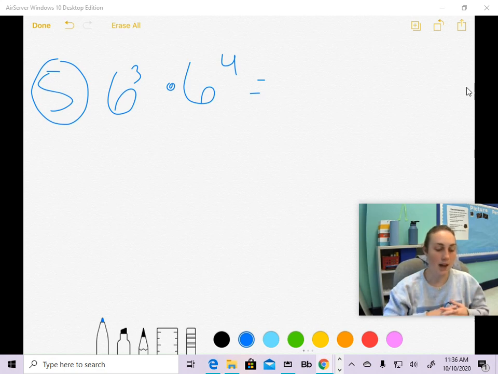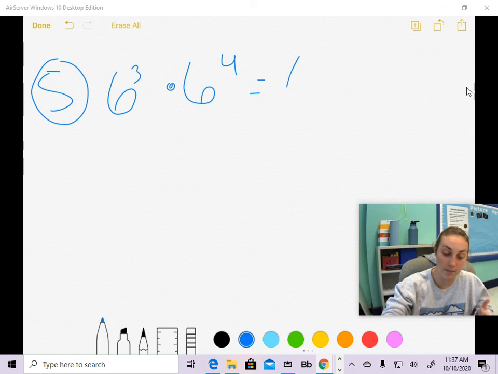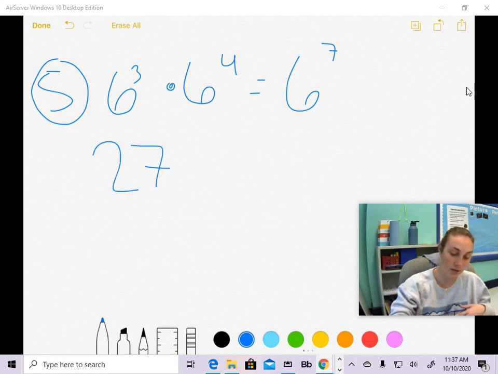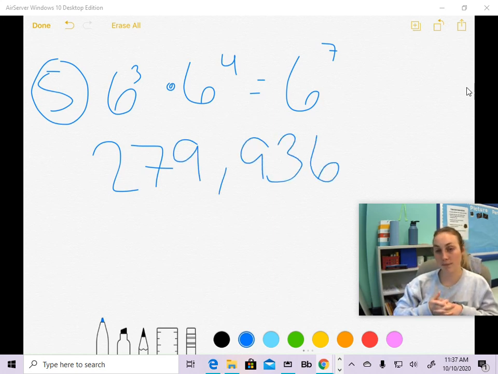Since the bases are the same, we can keep that the same and just add the exponents together. 4 plus 3 would be the same as 7, so our exponent would be 7. Once you get it to this form, you can simplify it. 6 to the 7th power would be the same as 6 multiplied by itself 7 times. And the answer is going to end up being 279,936. A big old chunk of a number.